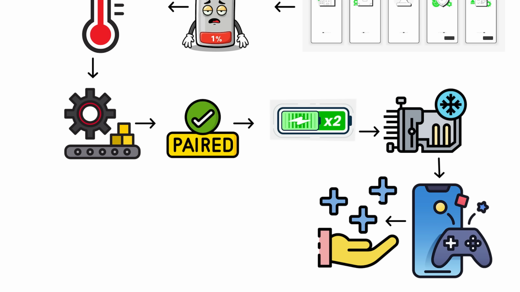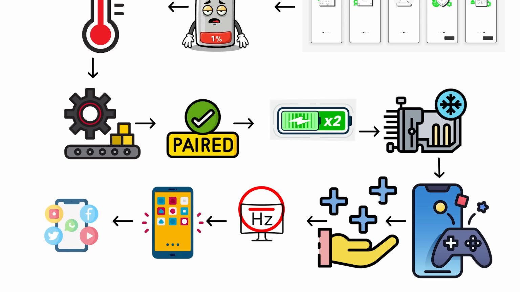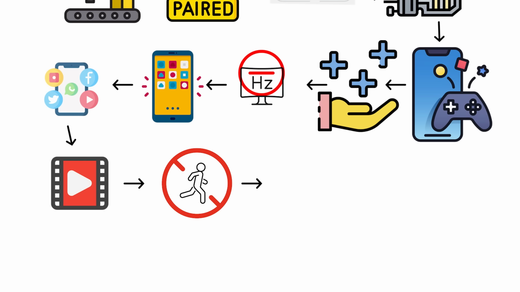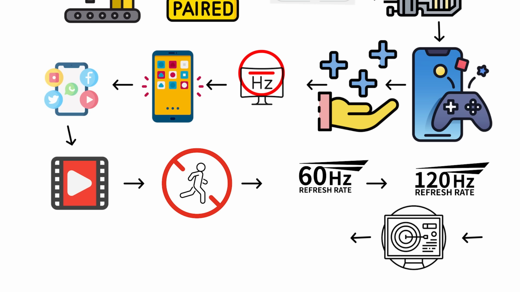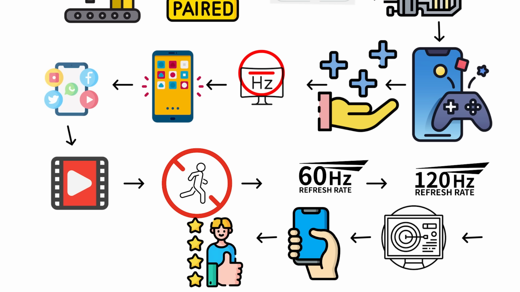Outside of gaming, the benefit of such high refresh rates diminishes. Standard applications, social media, and videos rarely run beyond 60 or 120 frames per second, so these ultra-high refresh panels mainly serve enthusiasts seeking the absolute smoothest experience possible.